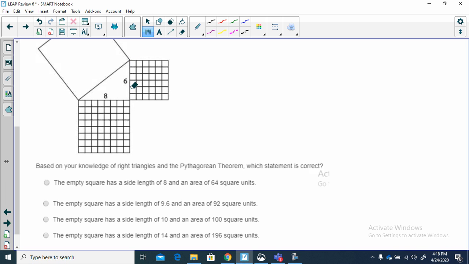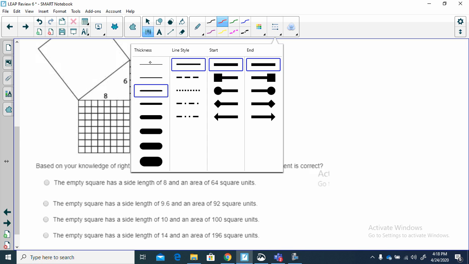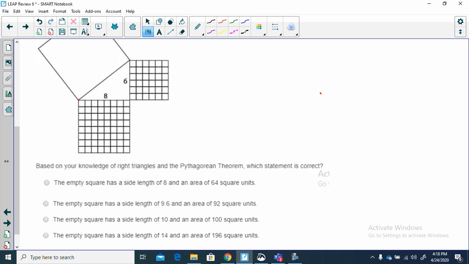Notice, we've got a side here of 6, a side here of 8, and there's our hypotenuse. We know we're dealing with the right triangle, and let's look at where our right triangle actually is here so we can make sure we see what we're talking about. Notice here's the right triangle that we're talking about.